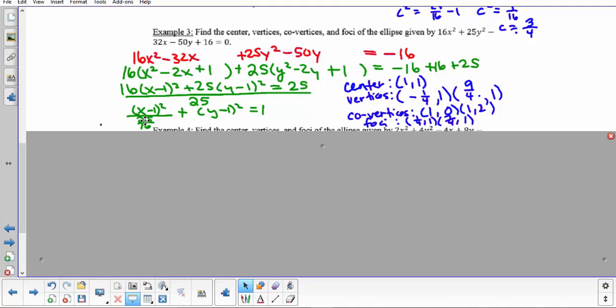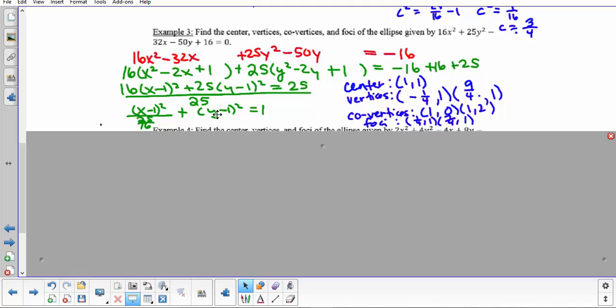So the square root of 25/16 would be 5/4. So in the x direction from the center, I'm going to add and subtract 5/4. So 1 plus 5/4 is 9/4. 1 minus 5/4 is negative 1/4. And then the y coordinate doesn't change.